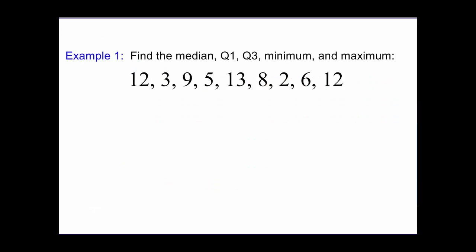So example 1. Given this data set: 12, 3, 9, 5, 13, 8, 2, 6, and 12. This could be the number of dollars you have with you, the number of keys you have on a keychain, how many coins you have in your pocket, or how many pairs of shoes you have. The first thing that we are going to do is order the data from least to greatest. So take a minute, hit pause, order the data from least to greatest. Go.